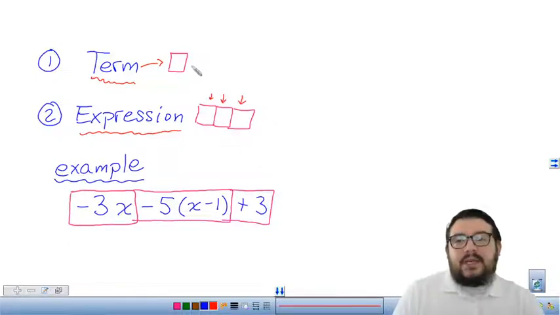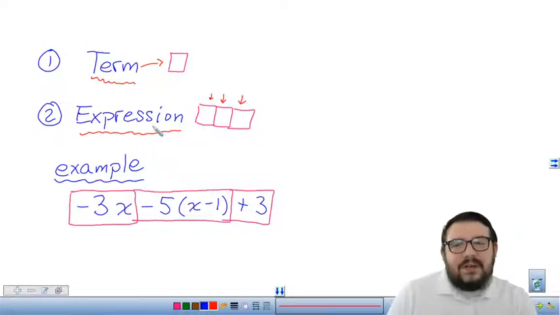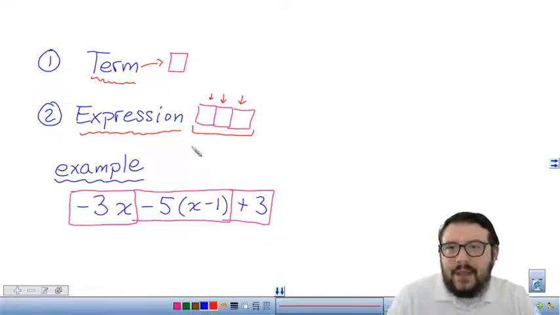Now I should tell you that, technically speaking, one term all by itself is still considered an expression. Just one term can also be an expression. But usually when we use the word expression, we're talking about multiple terms. All right, so terms are these little building blocks, and today we're going to learn how to count terms.